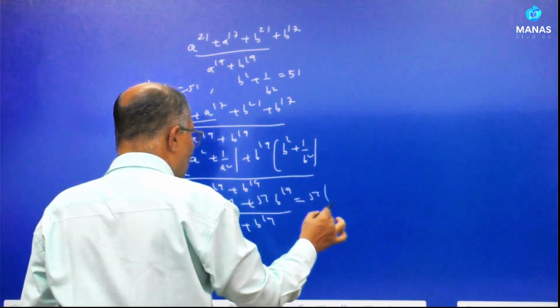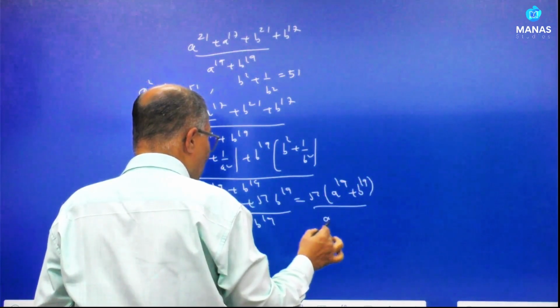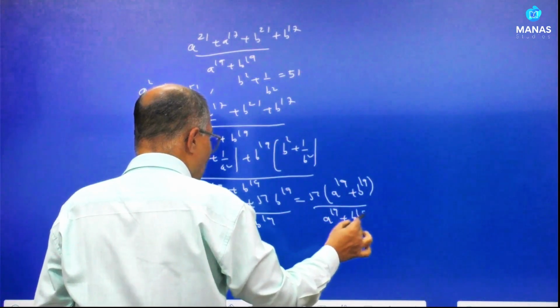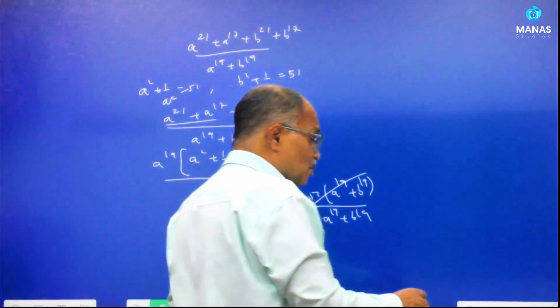That is equal to 51 outside. (a^19 + b^19) divided by (a^90 + b^19). The answer is 51. Now next question.